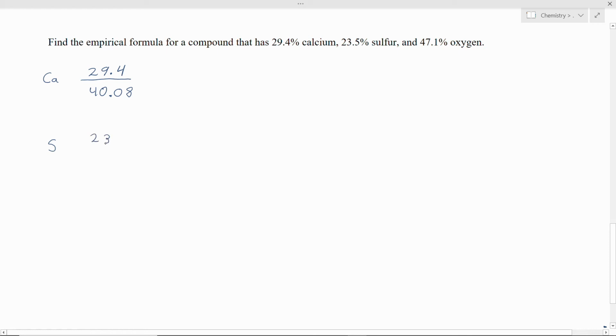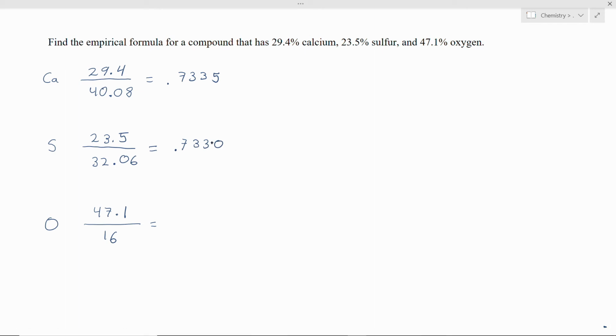Next, we have sulfur. We have 23.5 over sulfur's atomic mass of 32.06. And we have oxygen, which has 47.1 over 16. Now we carry out these divisions. For calcium, we have 0.7335. For sulfur, we have 0.7330. And for oxygen, we have 2.9438.